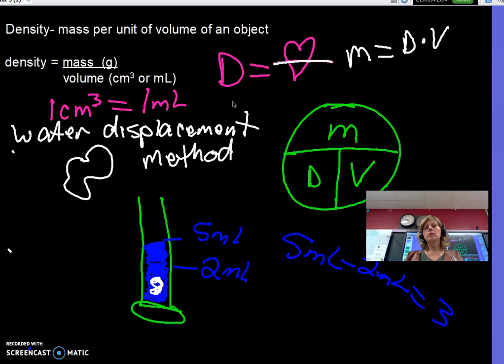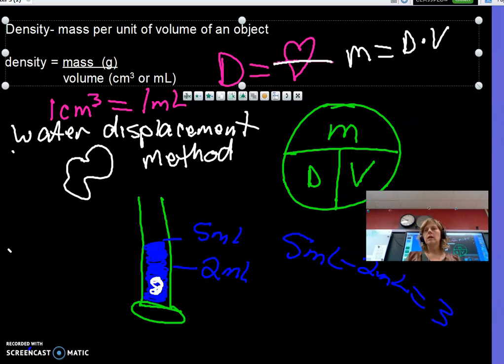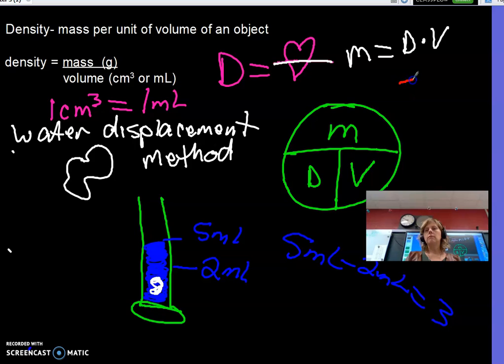And the unit of volume that we use with density is cubic centimeters, usually for solids, or milliliters for liquids. So we can talk about the density of liquids as well as solids. There's two ways that we can find the volume. If you have something that's a perfect cube, you can measure it and take the length times width times height of a cube, for example. And we can calculate the volume that way.